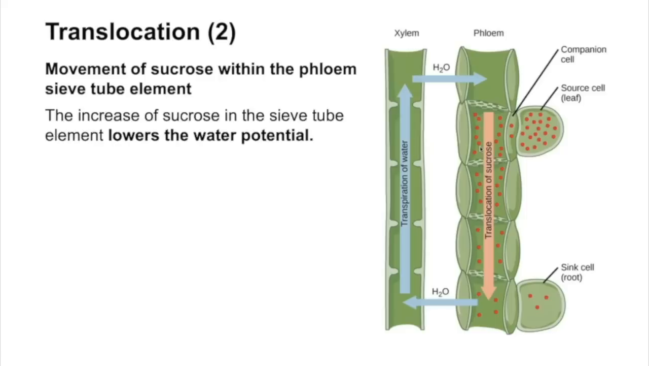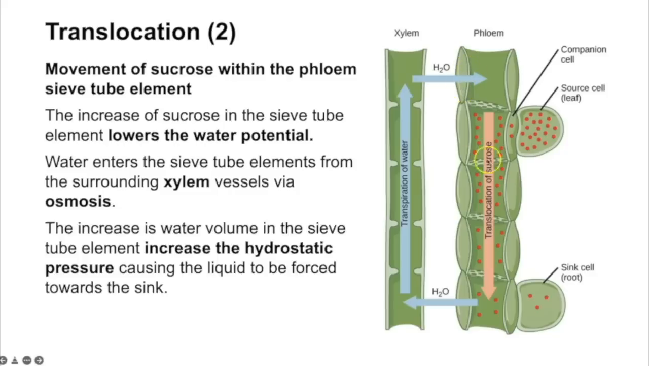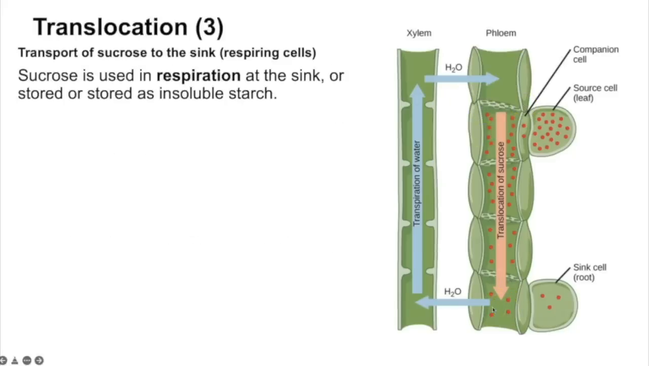So the increase of sucrose in the sieve tube element is going to lower that water potential, and therefore water enters those sieve tube elements from the xylem vessels, which are tightly compacted next to the phloem. The increase in water volume in the sieve tube element at this position will increase the hydrostatic pressure, and this is where we have the idea of source to sink. It causes the liquid to be forced from the source area down to the sink cells.